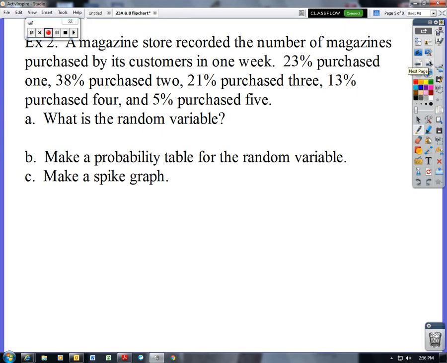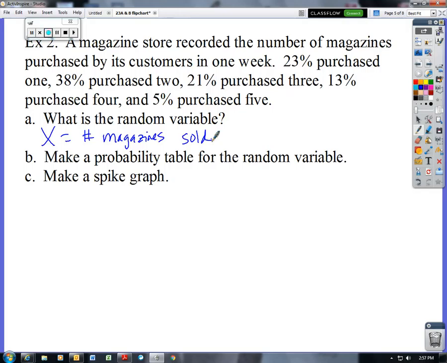And then we go on to example 2. A magazine store recorded the number of magazines purchased by its customers in 1 week. 23% purchased 1, 38% purchased 2, and so on. What is the random variable? If you look at this, the thing in question is how many magazines were purchased. So the random variable is X equals the number of magazines purchased. Or from the store's perspective, it's the number of magazines that they sold. If you said purchased, it's basically the same thing.